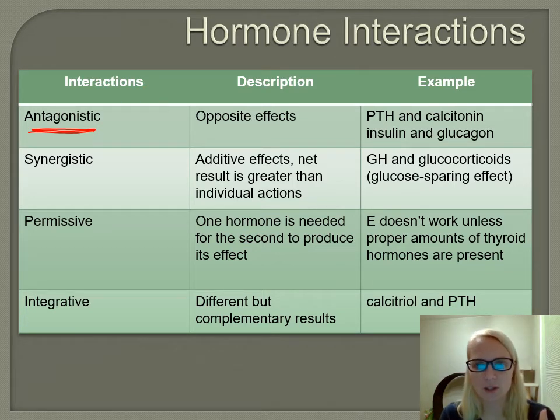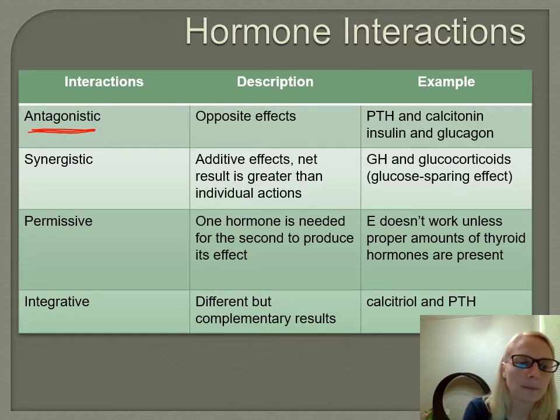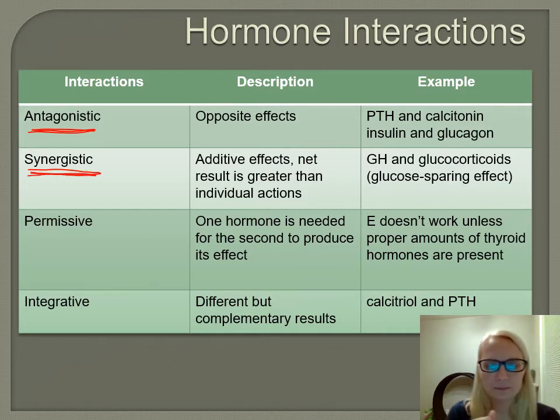So PTH and calcitonin. PTH increases blood calcium, calcitonin decreases it. Insulin decreases blood glucose, glucagon increases blood glucose. That's pretty straightforward, having an opposite reaction, antagonistic. Synergistic is when these hormones do similar effects, but they are better when they happen together. So additive, the net result is greater than if each one was acting individually. So growth hormone and glucocorticoids would be synergistic. They're like helpers. And when they come together, they're more powerful together than they are apart.